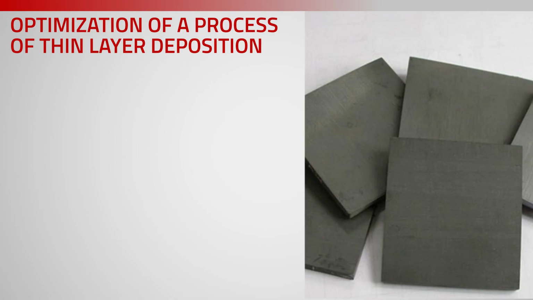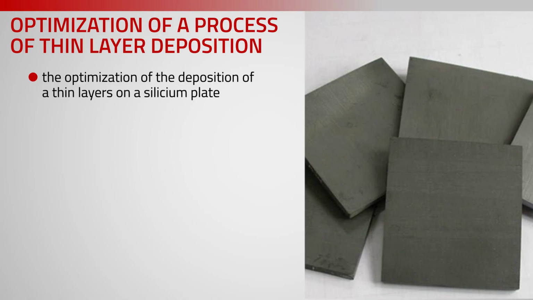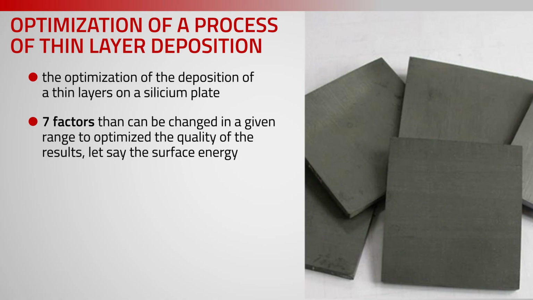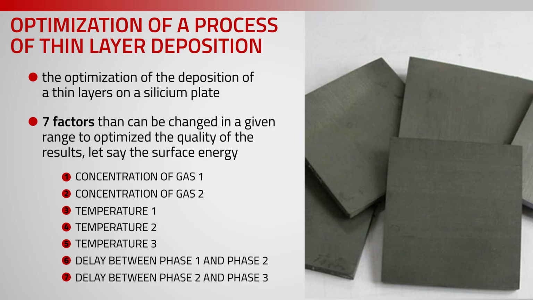Imagine a case in which we have a chamber and we would like to deposit monoatomic layers on a substrate of silicon. For doing that, we have to manage many factors. Imagine that 7 among those factors are important, and you can accept that 7 factors is already quite a lot to manage. We would have the concentration of gas 1, the concentration of a second gas, 3 temperatures for factors 3, 4, and 5, and a delay between phase 1 and phase 2, and a delay between phase 2 and phase 4.